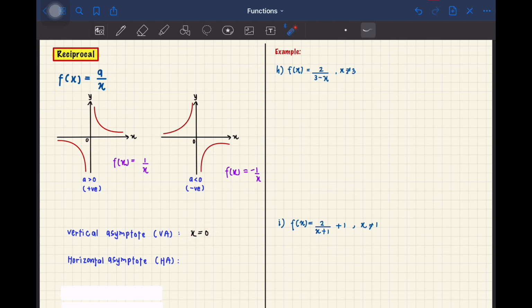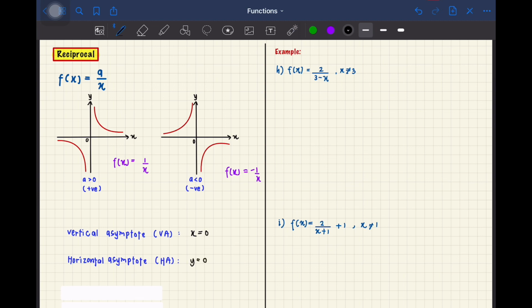Okay, so and then bila awak tengok lagi, dia ada juga horizontal asymptote sebab there is also one value of y yang dia tak akan sentuh. Okay, so tengok dekat sini like this, and then this one dia ke sana. So this is our horizontal asymptote, HA. Okay, so y equal to 0 is a line that the graph never touch. So for our horizontal asymptote, y equal to 0.